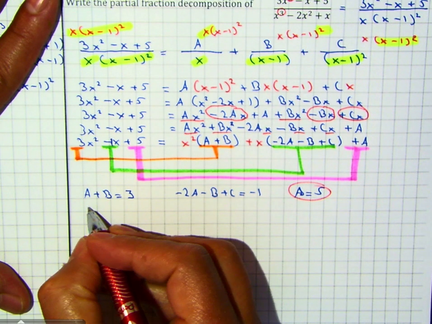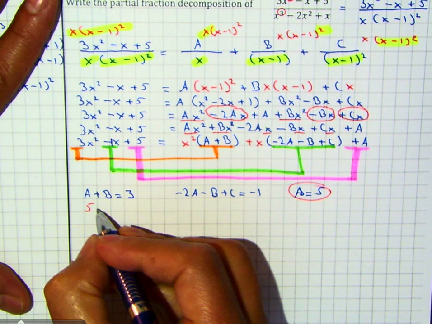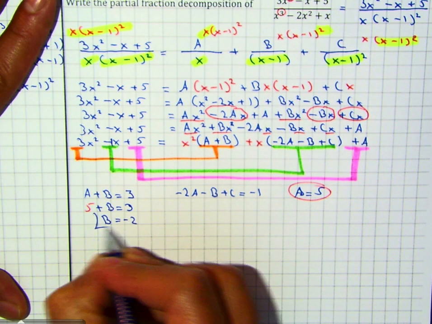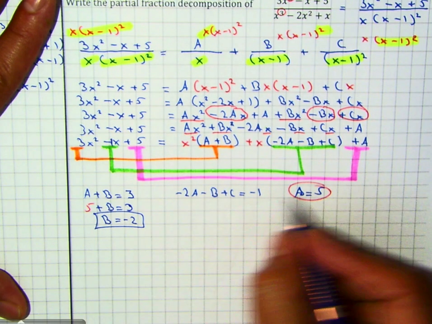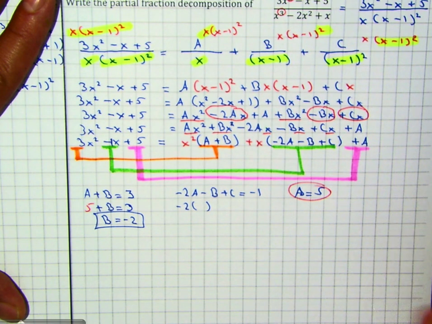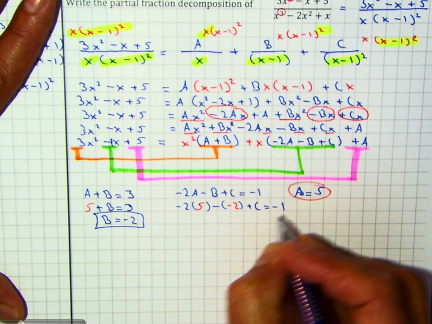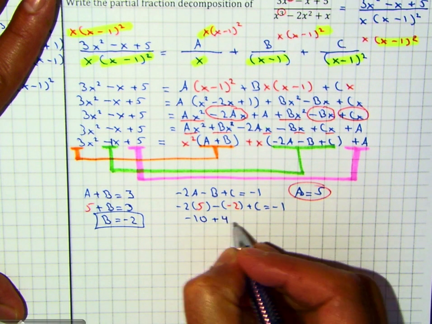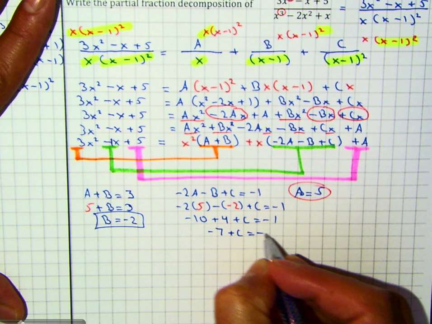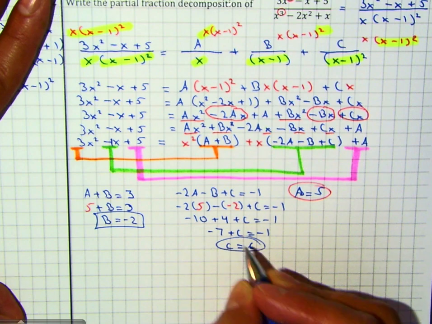So I'm just going to plug in a 5 in here. 5 plus b equals 3. So therefore b equals negative 2. And I'm going to plug both of them in here. So I know the value of a is 5. The value of b is negative 2, plus c equals negative 1. Negative 10 plus 4 plus c equals negative 1. So it gives me negative 7 plus c equals negative 1. c equals 6.